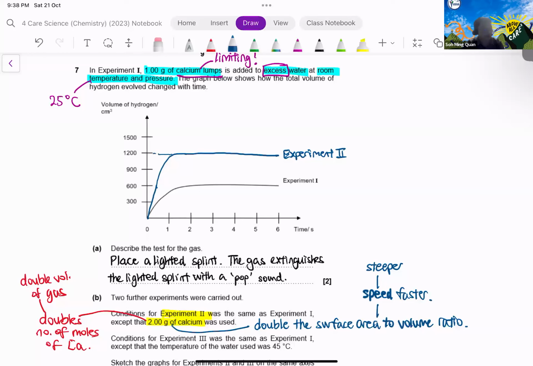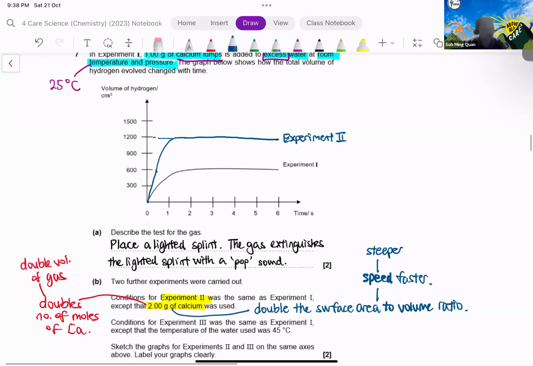So it's both faster and double the volume of gas. Now next, experiment number 3. Everything is the same, but temperature is increased. I think this is quite straightforward. It's just steeper, but it ends off at the same volume. So this is experiment number 3 in red. Maybe you want to draw it steeper and nicer. Okay, I'll leave it up to you.